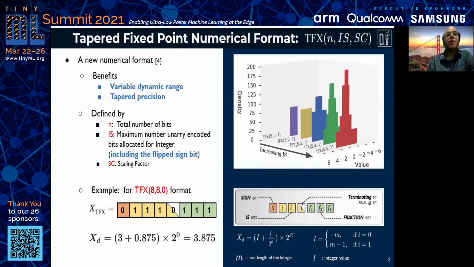The tapered fixed point has two characteristics, variable dynamic range and tapered precision, as shown in this figure for 5-bit tapered fixed point. By modifying the IS parameter, the tapered fixed point can represent uniform and non-uniform distributions. The tapered fixed point uses two parameters, IS as a maximum number of bits to represent the integer part and is unary encoded, and SC as a scaling factor. For example, a number represented here in 8-bit tapered fixed point with IS equal 8 and SC equal 0 is 3875.